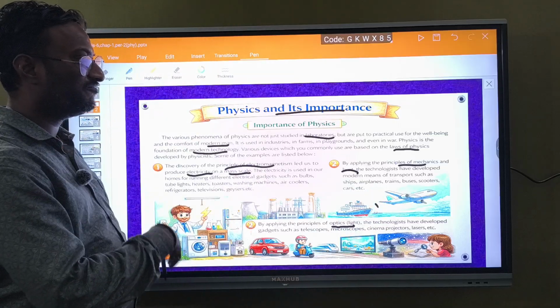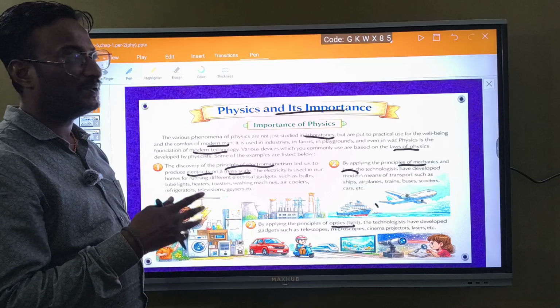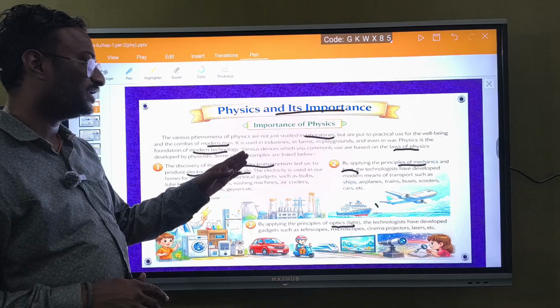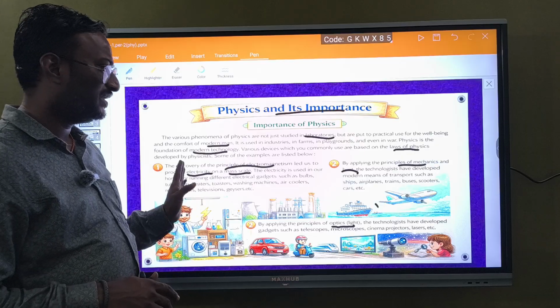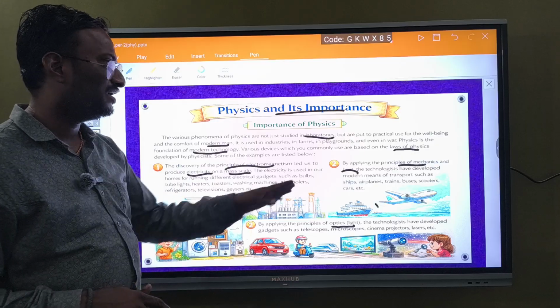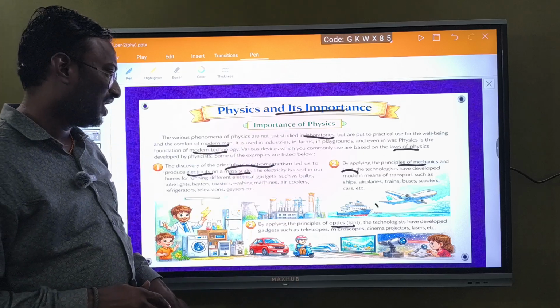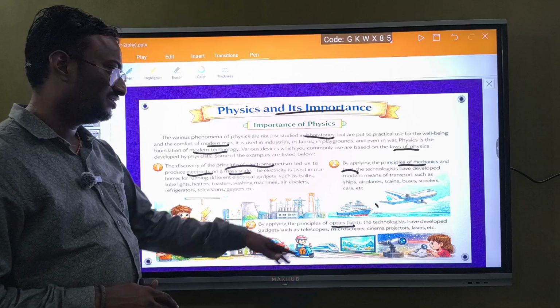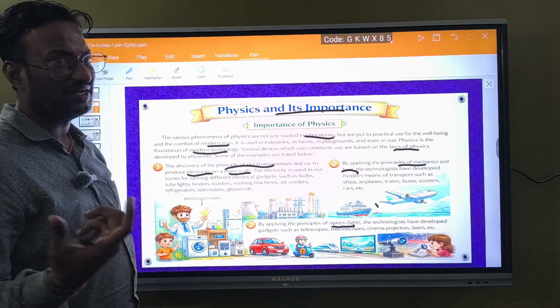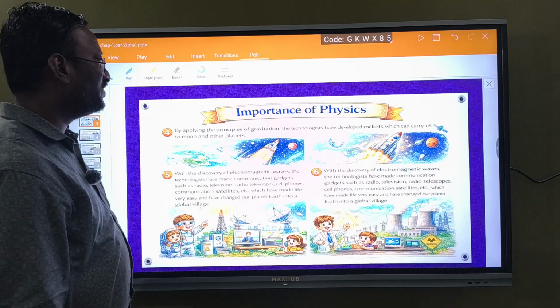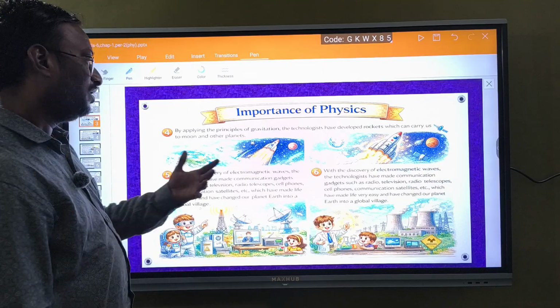So these are the different things that have been developed due to physics concepts only. One is electromagnetism: through electromagnetism, electricity and different gadgets. Through mechanics, transportation. And through optics, different technologies, different microscopes, like that. And next we go for the next topics.